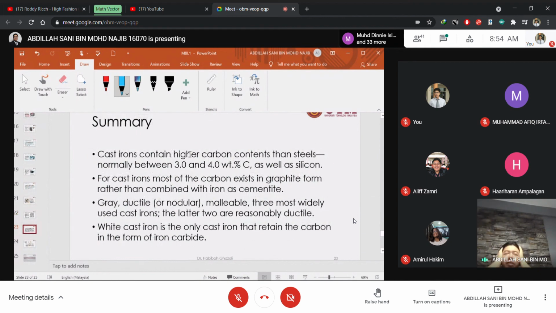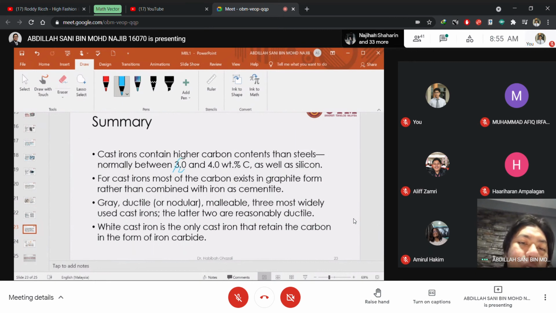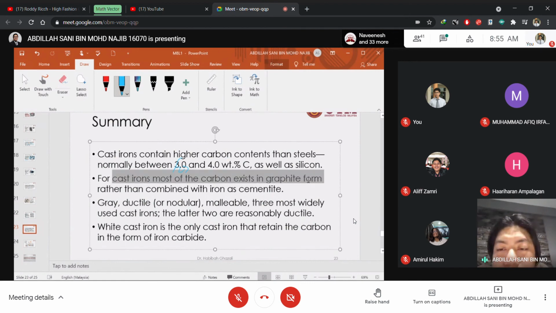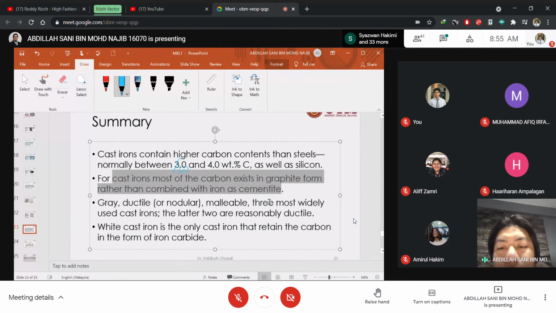Just read the summary. Cast iron contains higher carbon content than steel, of course. Steel is below 2%, while cast iron is normally between 2 and 4, or more than 2 and 4, carbon as well as silicon. For cast iron, most of the carbon exists in graphite form rather than combined with iron as cementite. Gray, ductile, malleable are the three most widely used cast irons. The latter two are reasonably ductile.